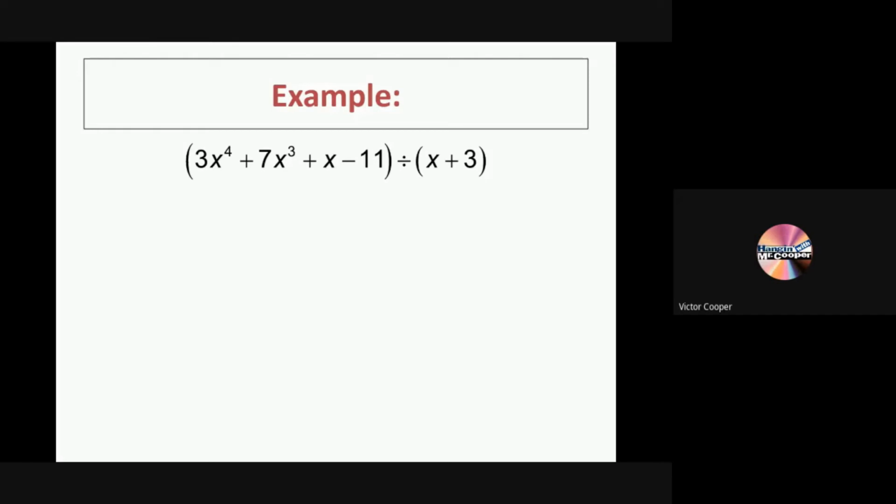3x to the 4th plus 7x to the 3rd plus x minus 11. That's all being divided by x plus 3. So with the x plus 3, hey, leading coefficient of 1, check. Degree 1, check. So we're all right to go forth with this.